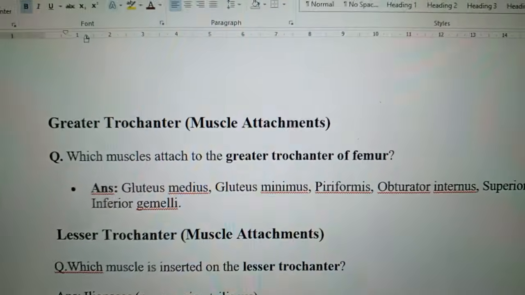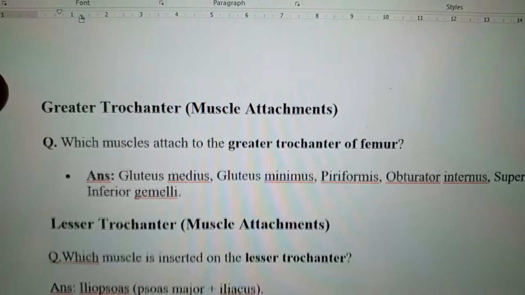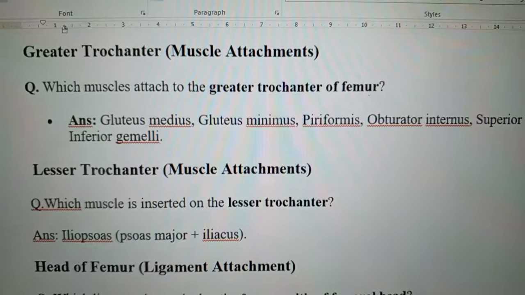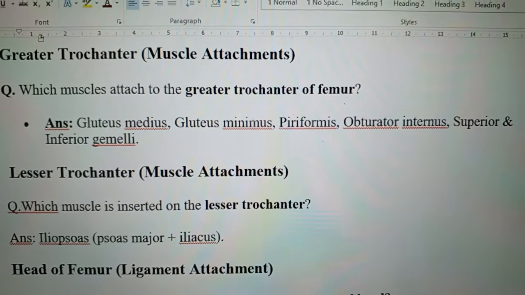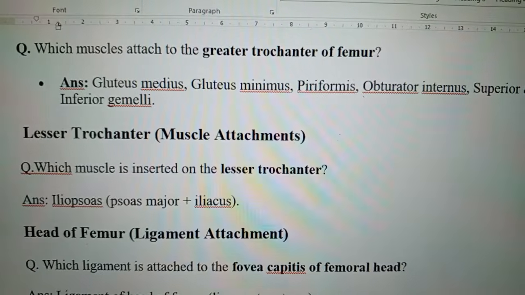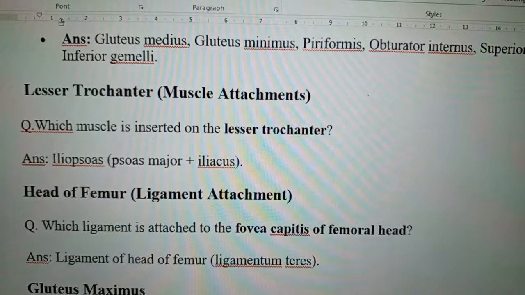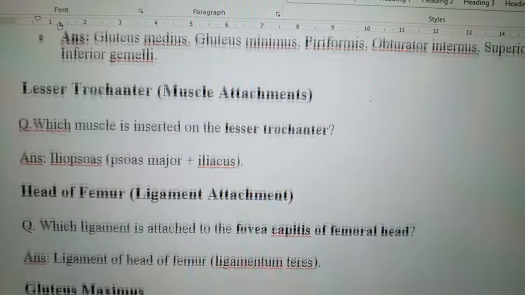Okay, now muscle attachment can be asked to you on the greater trochanter. Which muscles attach to the greater trochanter of the femur? These are gluteus medius, gluteus minimus, piriformis, obturator internus, and the superior and inferior gemelli. On the lesser trochanter, the muscle attachment is the iliopsoas muscle, that is psoas major and iliacus.